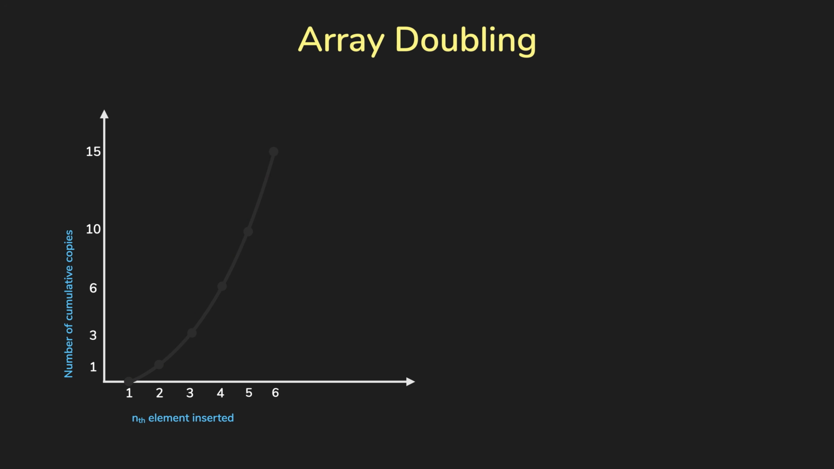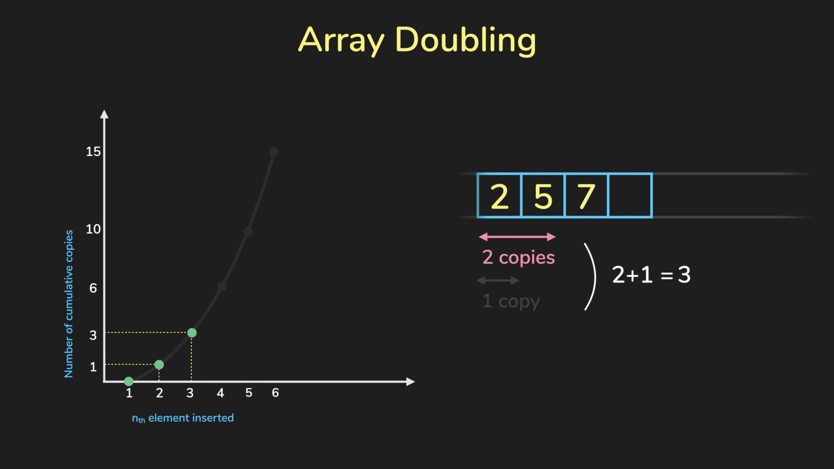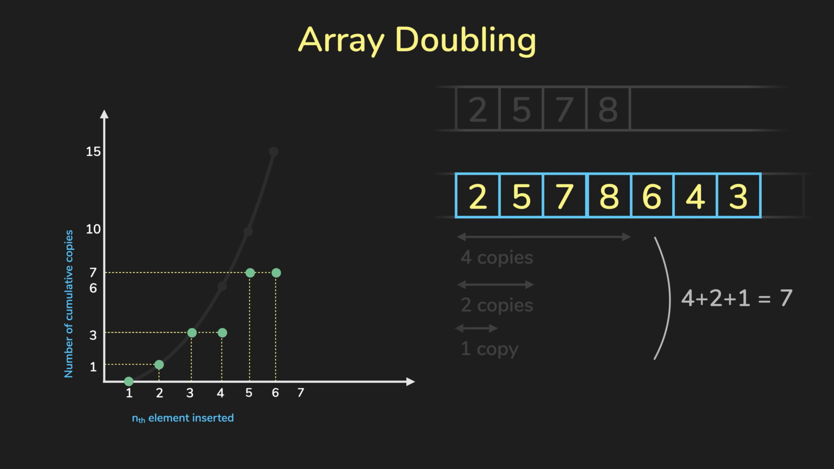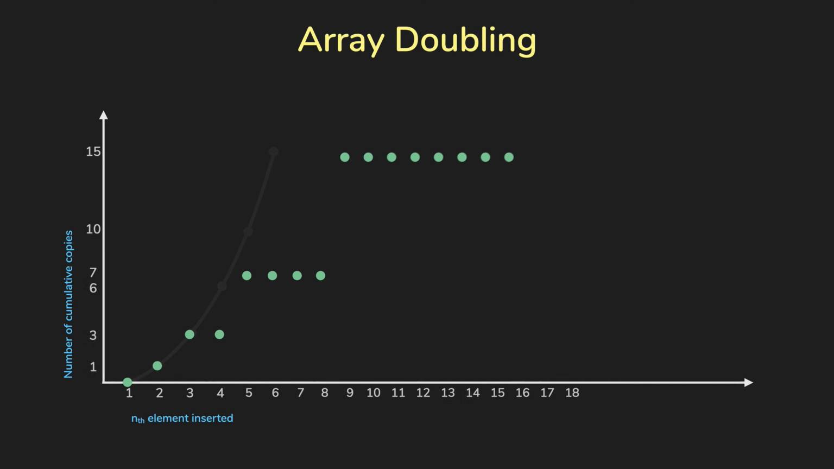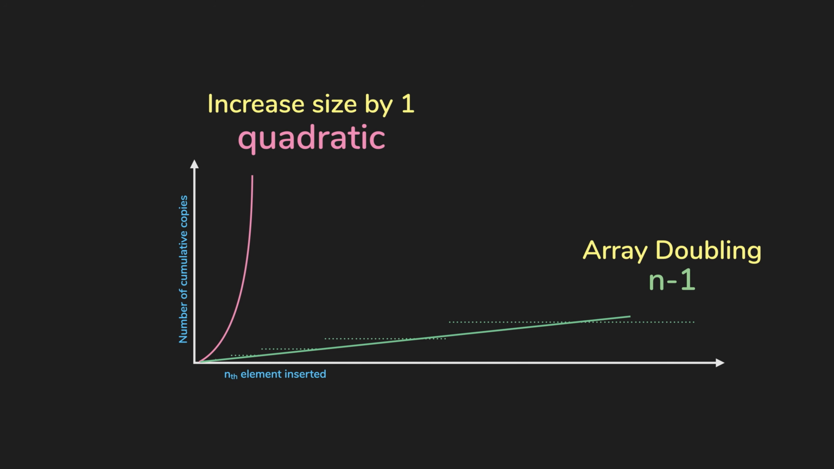And for the doubling method, first element inserted, no copies. For the second element, we have to extend our array, and then we have 1 copy. And then for the third element inserted, we also have to extend our array, and then we have 2 copies. And then for the fourth element, no copies this time. And then for the fifth element, we have to extend our array again, and then we have to copy the 4 elements previously. If we zoom out, we'll see that after a while, it's obvious that the first method looks more like a quadratic function, while the second method looks more like a linear function.